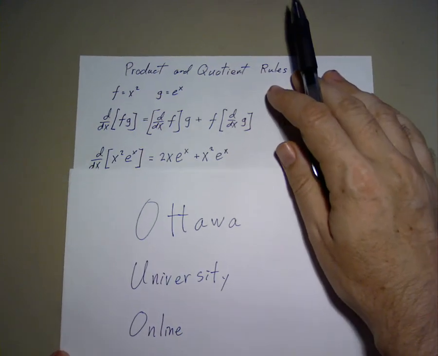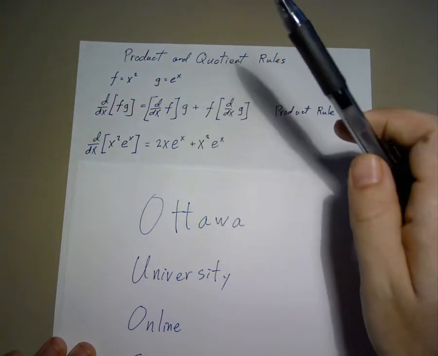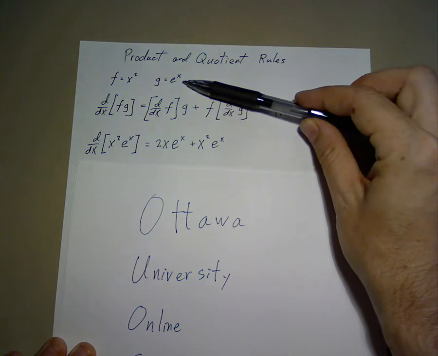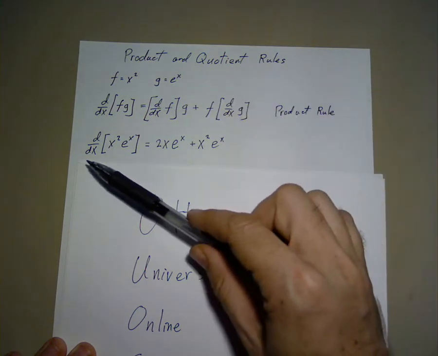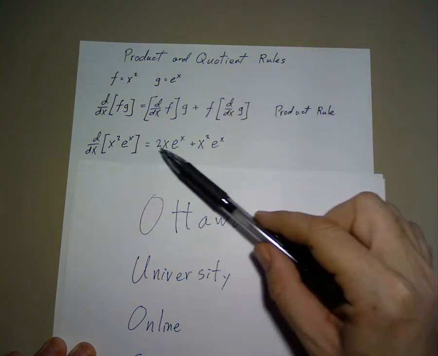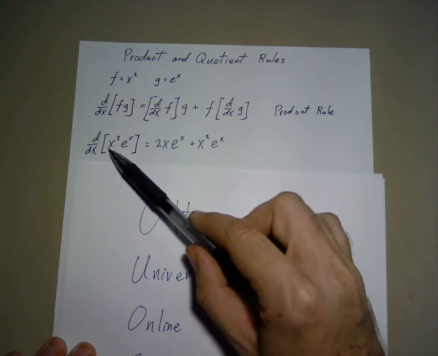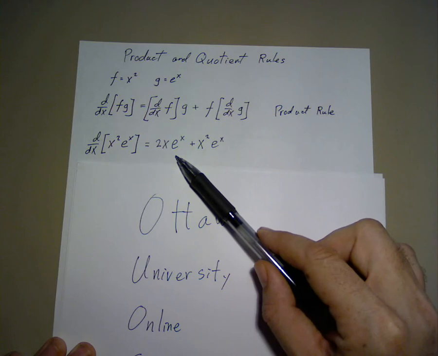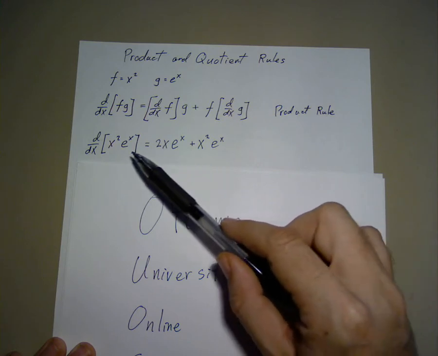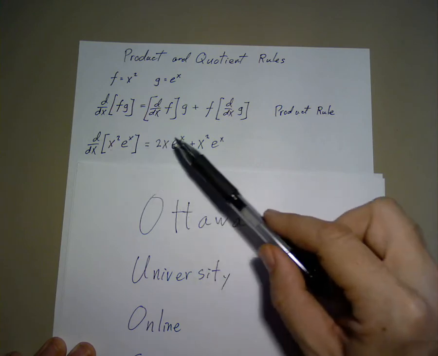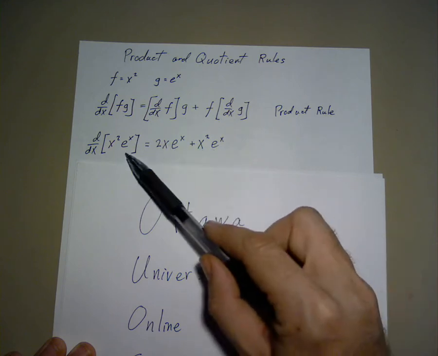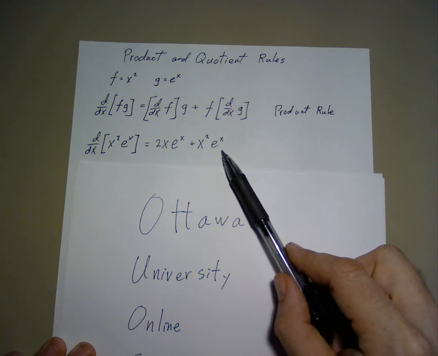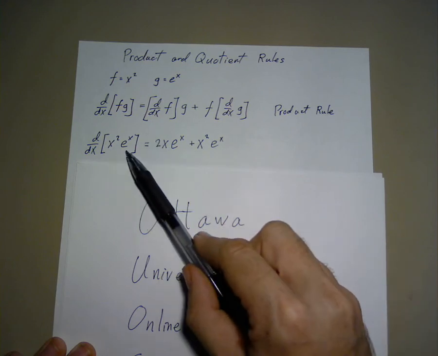In a case like this, we would start with f being x squared and g being e to the x. For example, we would do the derivative of x squared being 2x times e to the x plus x squared times the derivative of e to the x, which is e to the x. This is the derivative of x squared e to the x.